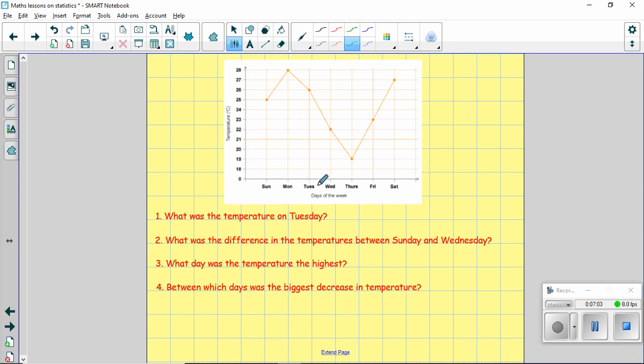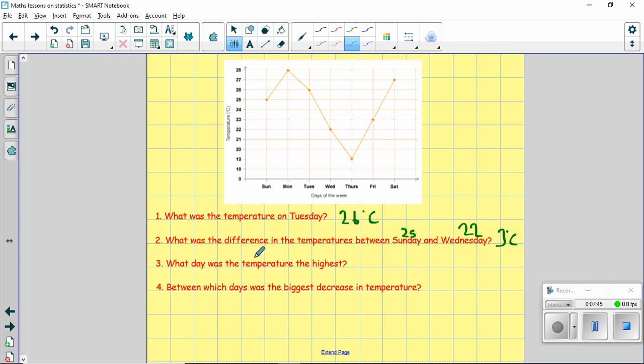What was the temperature on Tuesday? You find Tuesday, you follow the line up until it meets the line graph, so the point, and you go across: 26 degrees Celsius. Number 2, what was the difference in the temperature between Sunday and Wednesday? So Sunday, go up, Sunday's 25, I might make a little jotting of 25. And Wednesday, you go up again, you find your line, go across: 22. So the difference between 25 and 22 is 3 degrees Celsius.